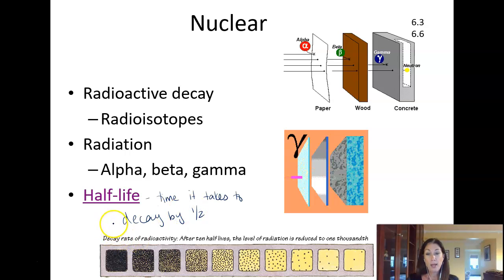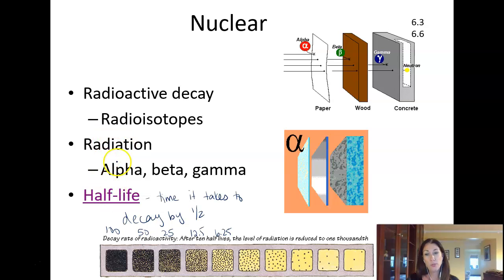So here we might have 100 atoms of a nuclear fuel. After one half-life, you would be down to 50. After the second half-life, 25, and then 12.5 and 6.25. So you keep cutting that amount by half. You can take a look at this as amount of radiation. You can take a look at this as weight of a product, because they will create daughter products. But every half-life you cut the amount by 1/2.